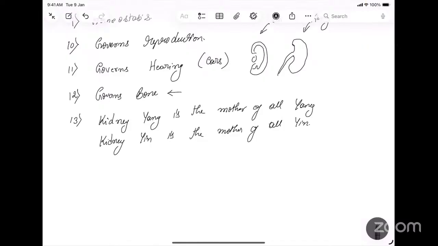So with the help of prenatal energy, the basic energy starts from the kidney only, because the child is born with it, and the postnatal energy is gained when he eats something.